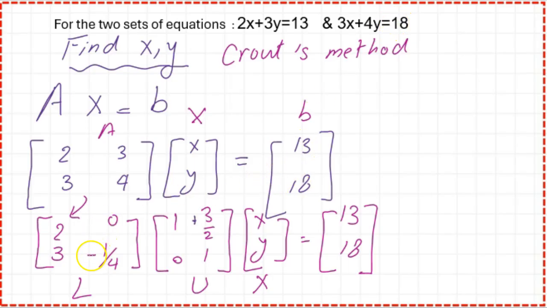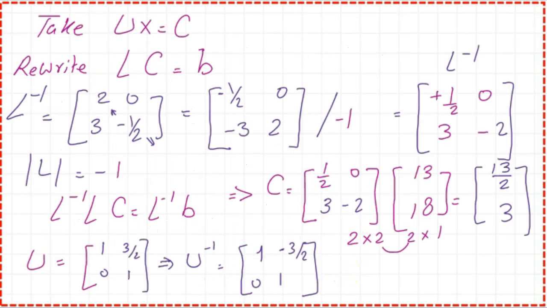We have obtained earlier the lower matrix. We keep this element 2 and 3, and this element is 0, and this is minus 1 over 2. While the U matrix, we have a diagonal 1 and 1, and this is 3 over 2. And the X and Y equal to 13 over 18. We can take UX equal to C. So LUX can be expressed as LC equal to B. We have already the lower matrix L as 2, 0, 3, minus 1 over 2.